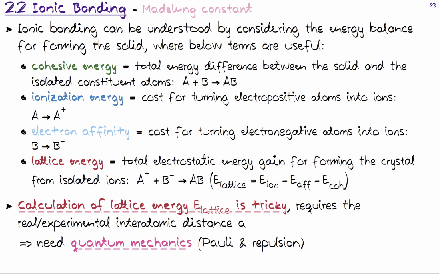So these are the things that matter when we are forming ionic solids, and we are now done in this chapter. Next time we will return and speak about covalent bonding and covalent solids.